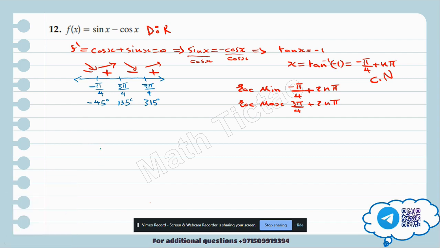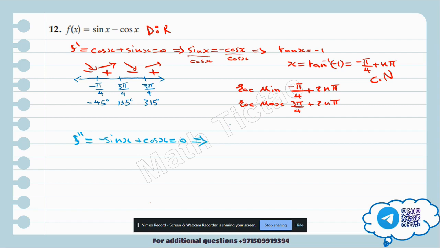So that's it. Okay, so second derivative. So this is equal to what? The derivative of cosine is minus sine x. The derivative of sine is cosine, plus cosine x. Let's make this equal to 0. Move the sine to this side.